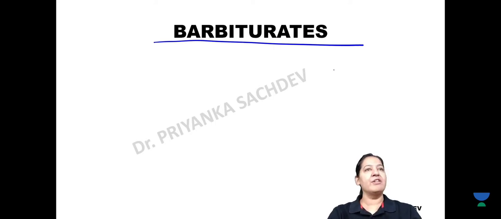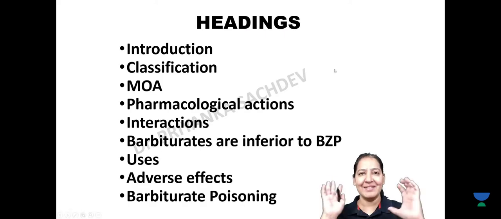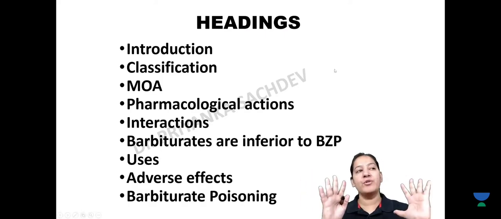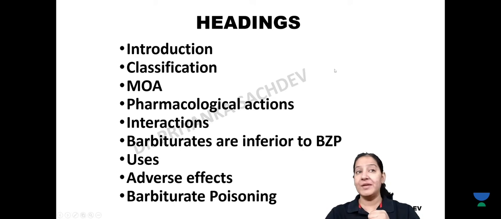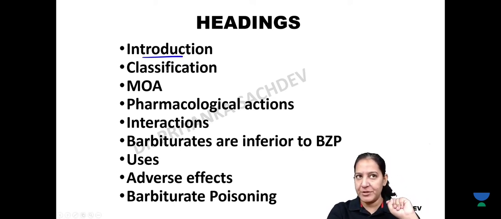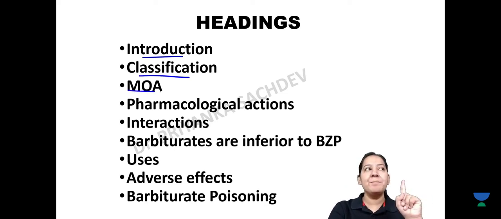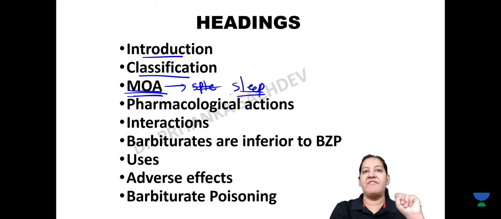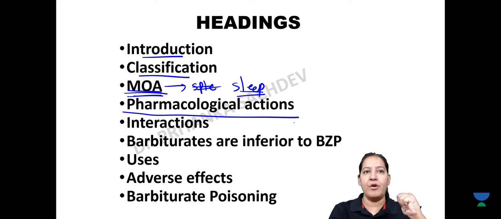I'm starting with barbiturates. These are the headings under which I'm going to teach you all the chapters of pharmacology, not only this chapter. In the introduction, I will tell you the definitions and important points about the barbiturates. Then I will teach you the complete classification of barbiturates. The most important is the mechanism of action: how barbiturates cause sleep, in the brain, and at what receptors they act. Then the pharmacological actions on other organs apart from the brain.